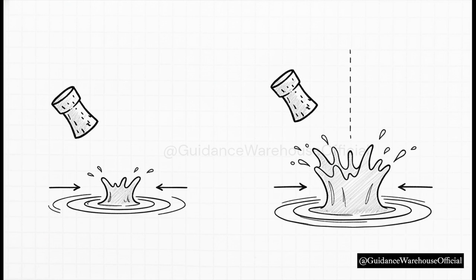Picture taking a large bowl of water and gently dropping a tiny cork into it. You get a certain wave speed rippling outward. Now, take that exact same cork and drop it from way higher up, making a much bigger splash and a taller wave. That taller wave propagates outward at the exact same speed. Amplitude and wave velocity simply do not depend on each other.